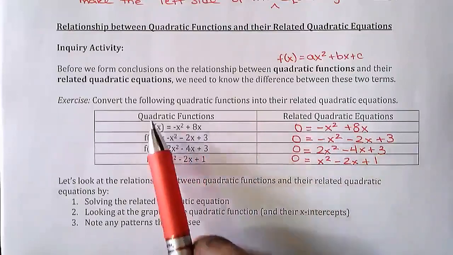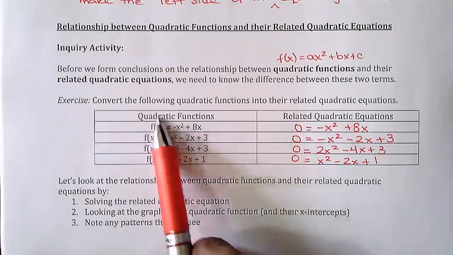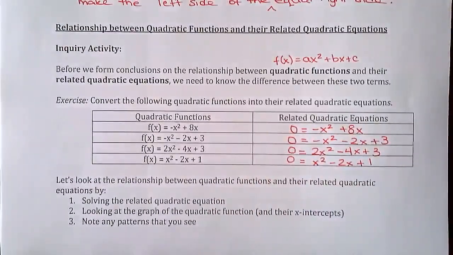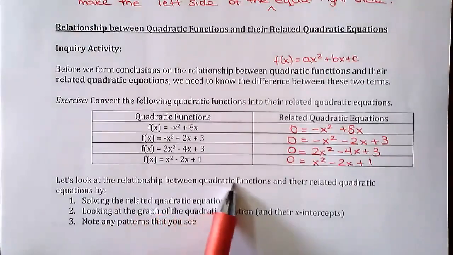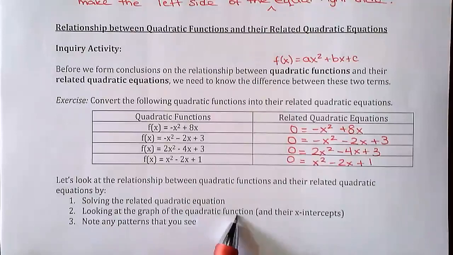So really, it's the y that seems to be the difference between quadratic functions and the lack of y for a related quadratic equation. So let's look at the relationship between quadratic functions and their related quadratic equations by one, solving the related quadratic equation, looking at the graph of the quadratic function and their x-intercepts, and by noting any pattern that you see.